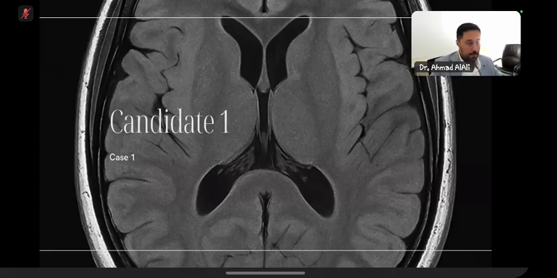We have 12 cases for the 4 candidates, 3 cases per candidate. So we expect candidates to have about 10 minutes for each case. Of course, I will take 1 or 2 minutes out of these 10 to go over the case after the candidate is over. So I'm expecting the candidate to go over the case for 8, maximum 9 minutes, which is more than enough, I believe, for the case.